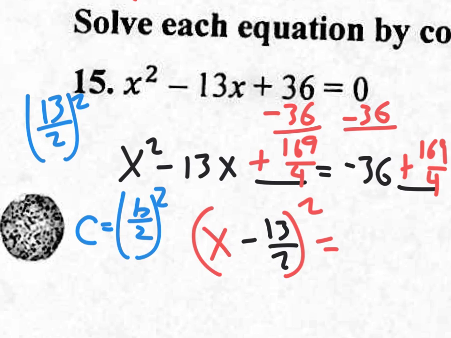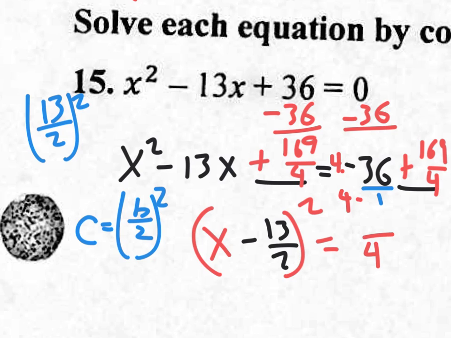Now on the other side, if I take a look at this number plus this fraction, I could think of it as negative 36 over 1, and I want to add that fraction, negative 36 over 1 plus 169 over 4, which means I need a common denominator. So I need to convert that 1 to become a 4, and I would have to multiply both top and bottom by 4, and if I multiply 4 times negative 36, what do we get?